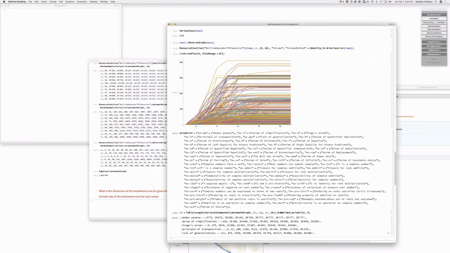Oh, for goodness sake. Okay, great. That's nice. This is good. So each one of these is showing us, from each axiom, how many theorems are reached in the entailment cone of that axiom. Yeah, and there's some plateauing, but what's nice to see is that for some of these axioms, the plateauing requires a few steps.